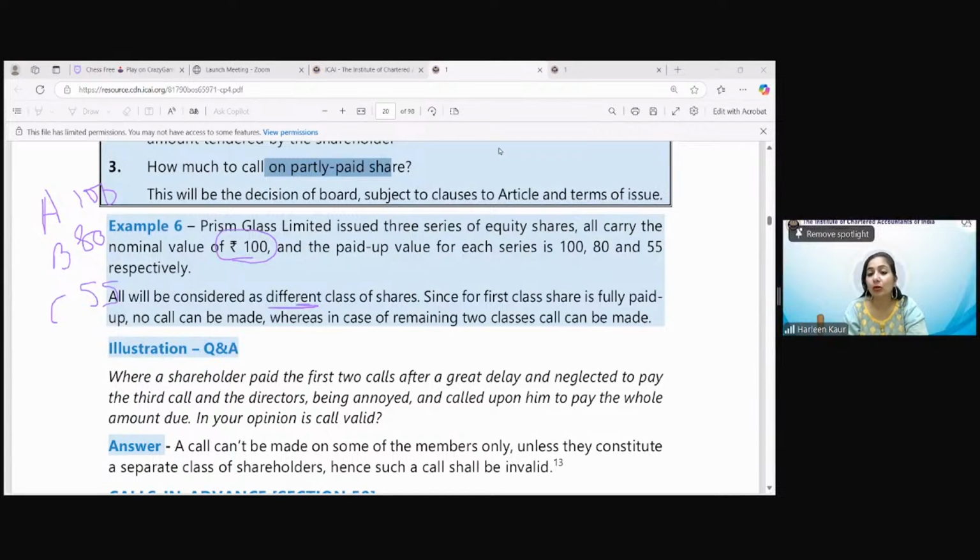In the remaining 2 classes, yes, children, can you make the call? For B, how much amount? Now start your plus minus calculations. Yes, 20 and 45. Excellent. So 20 will be more paid for B, and 45 for C.